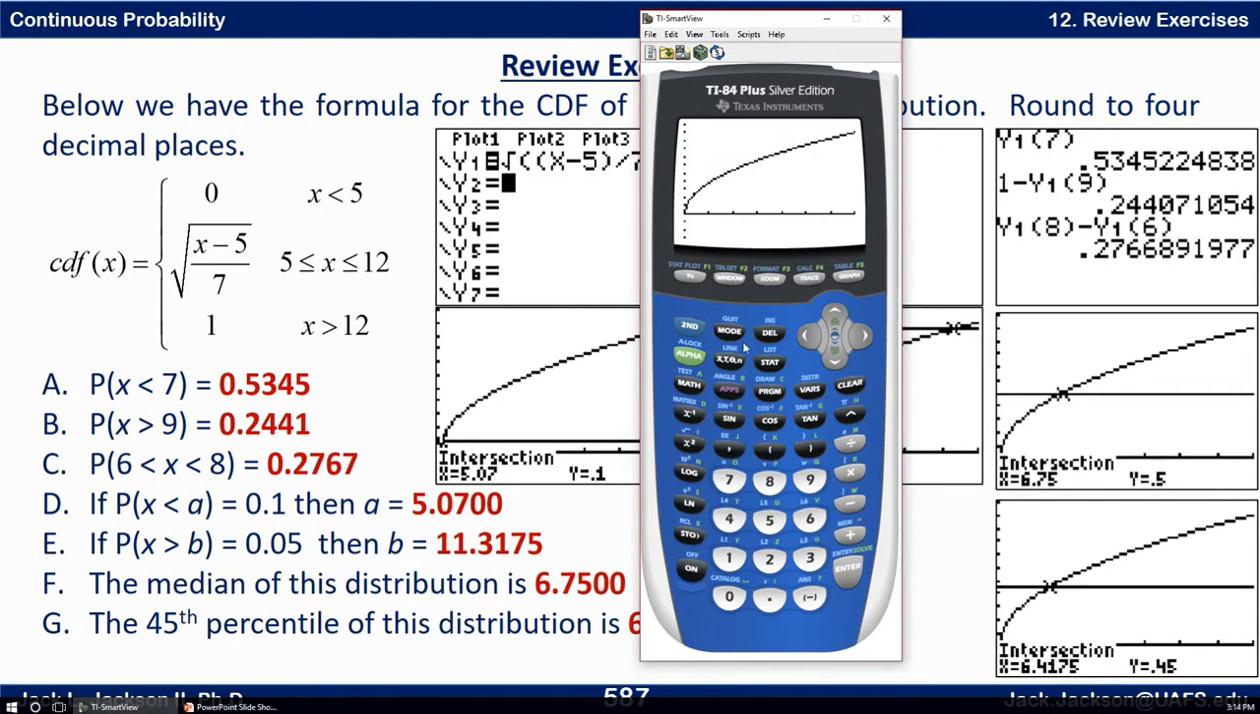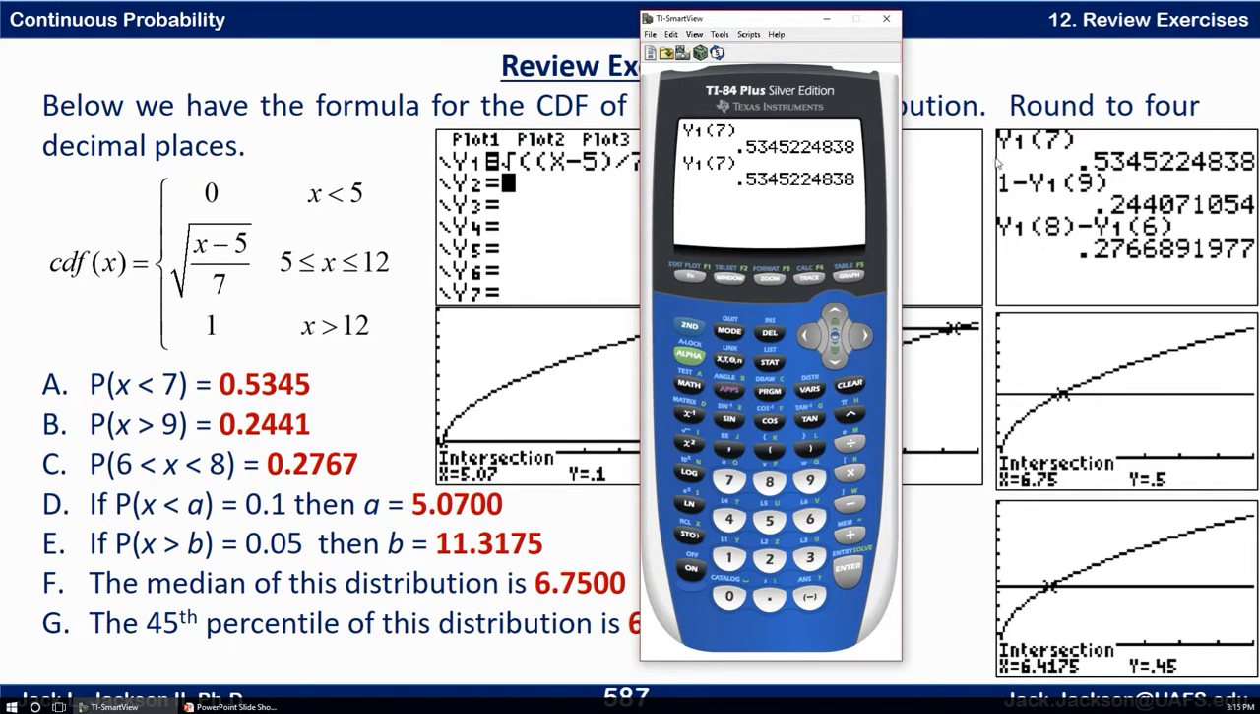Now to find probabilities, we can do this from the home screen. We want to find the probability that x is less than 7. So that's y1 of 7. If you've got an older calculator, you have to do it this way: Variables, right arrow to Y-Vars, Function, y1, of 7. If you have the newer operating system, which I recommend, you can just go to alpha trace, which is F4, and select y1 from there. So you could do y1 of 7 that way.